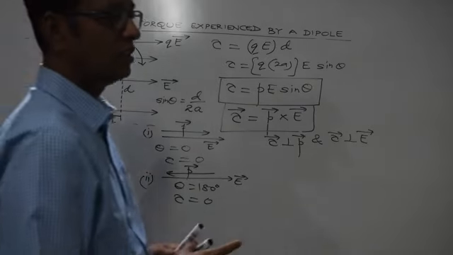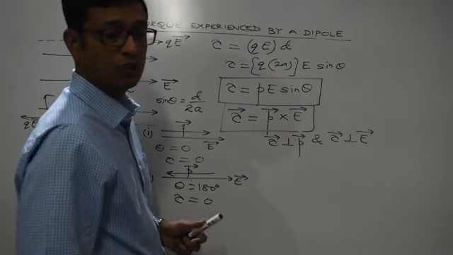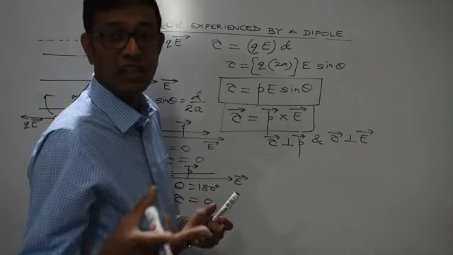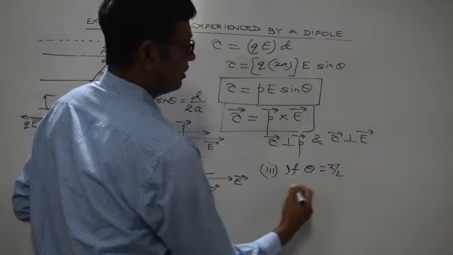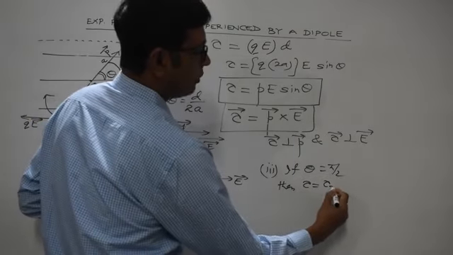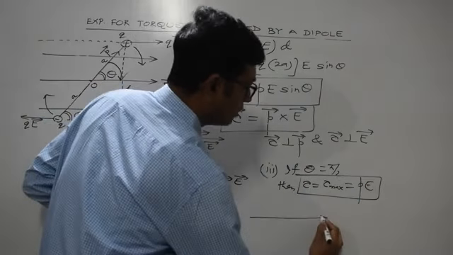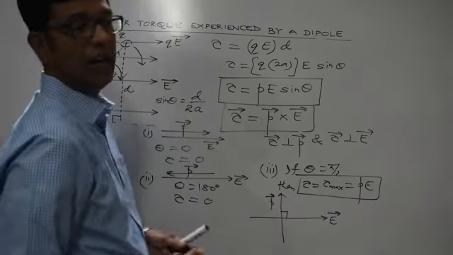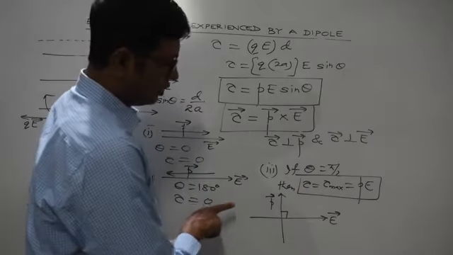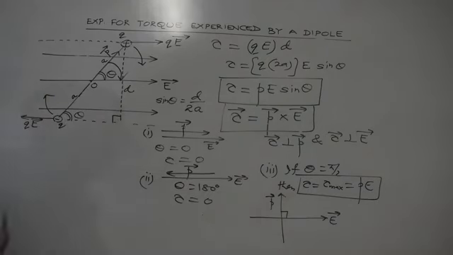So, the question arises when it will experience maximum torque. For that, sine theta needs to be maximum, and for the value of sine theta to be 1, theta should be 90 degrees. So, that's case 3. If theta is equal to 90 degrees, then tau is equal to tau max, and it will be equal to pE. This is only possible when the dipole is placed at a right angle, or perpendicular, to the direction of the electric field. So this was the article regarding the torque experienced by an electric dipole under the influence of a uniform electric field.